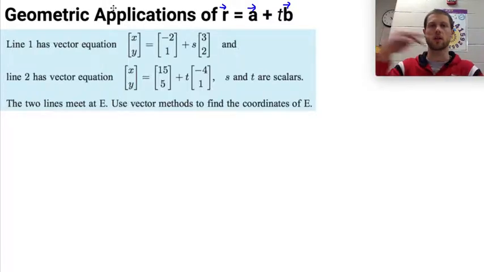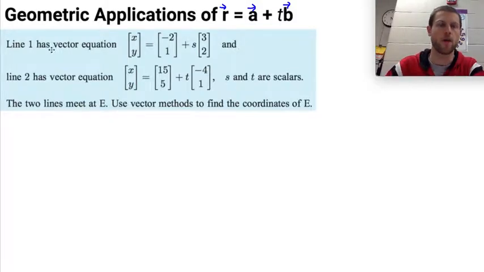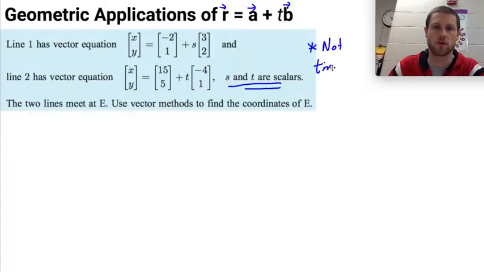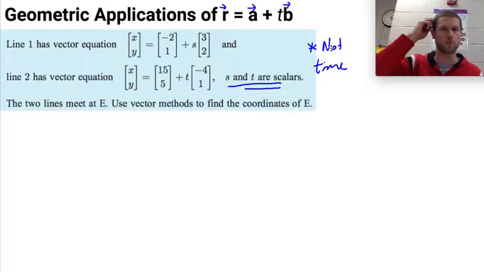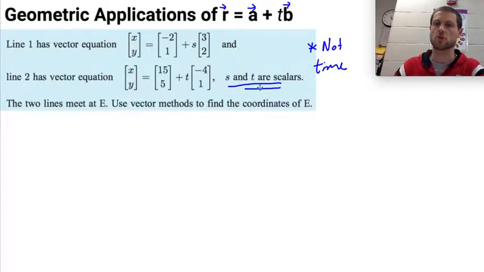We're going to be intersecting lines together and finding points of intersection and all kinds of stuff like that. So in this example, I have a line with this vector equation. The position vector is given as this vector plus some scalar s times the direction vector 3, 2, and then line 2 is a similar vector equation with different initial points, different direction vectors. Note here that s and t are just some scalar values. They're not necessarily time in this case, right? So we're not talking about yachts moving or ships going across the water. These are just some scalar values.